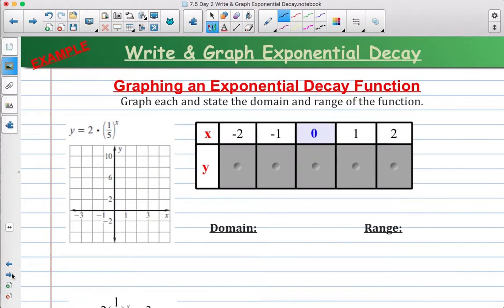moving along. Just a couple more examples, and I'll have you try one. So these are kind of similar to the ones that you might have in your homework tonight on the worksheet to practice graphing. So we're kind of going to go a little quicker through this one. Start by making a table. Your y-intercept is at 2. So at 0 you got 2. The pattern is multiply by a fifth. So multiply 2 by a fifth.